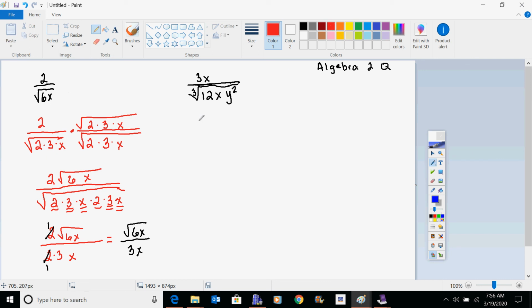Let's look at this one. Try thinking ahead just a little bit. This one, we need to complete our groupings of 3. 12 breaks down into being 2 times 2 times 3. I have an x and I have a y squared. So in order to make 3 factors, I'm getting the 3 because the index is 3.